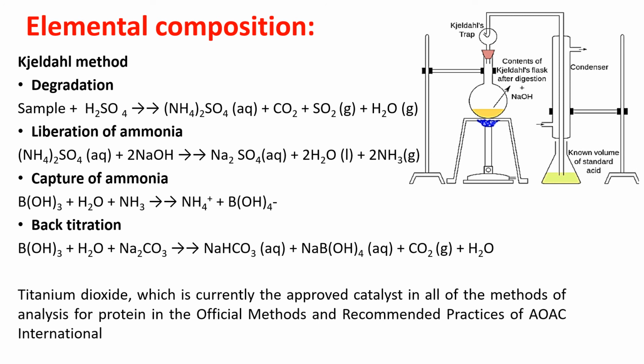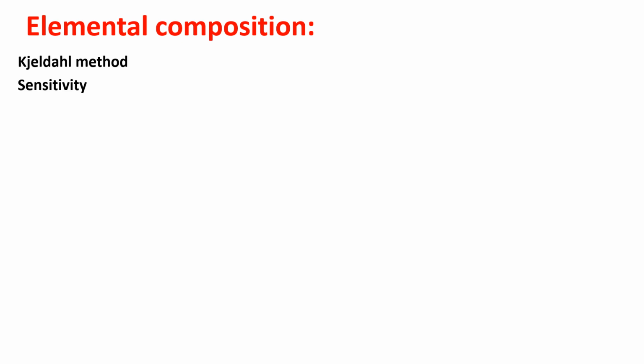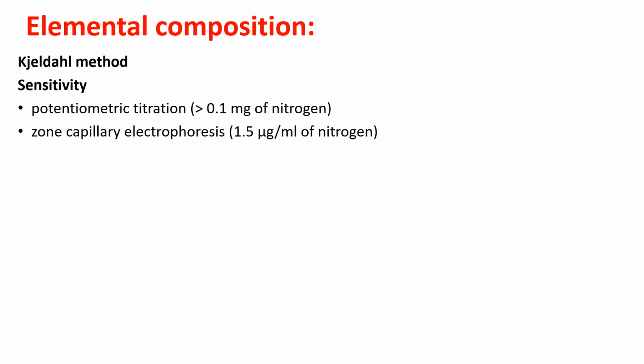Usually, titanium dioxide is used as a catalyst because this method is lengthy and complicated. So the rate of reaction can be increased by addition of titanium dioxide as per the official methods. Talking about the sensitivity of the Kjeldahl method, if you are using potentiometric titration, 0.1 milligram of nitrogen can be determined in your sample. If your sample has nitrogen more than, suppose, 0.1 milligram, then only you can go for potentiometric titration.